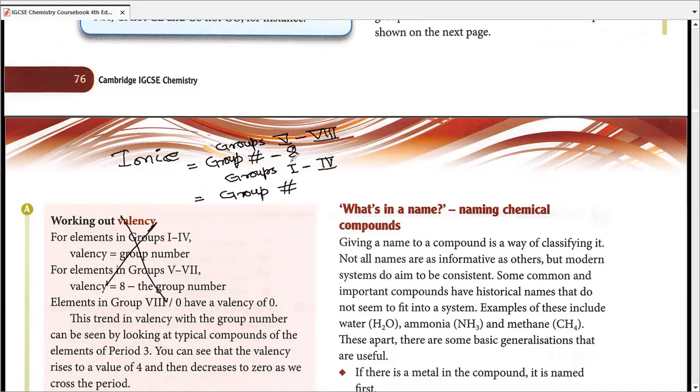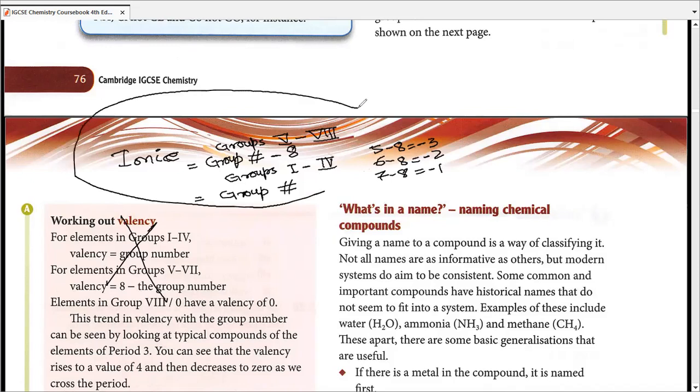All right. So group 1 has +1 charge, group 2 has +2, group 3 has +3, group 4 has +4. But group 5, if you solve it like this, 5 minus 8 is equal to what? -3, the number I just wrote on the previous table. 6 minus 8 would be equal to what? -2. 7 minus 8 would be equal to what? -1. The numbers I just used in the previous table. So it's a pretty good way to come up with the charge for ionic compounds. I hope you get the point, right?